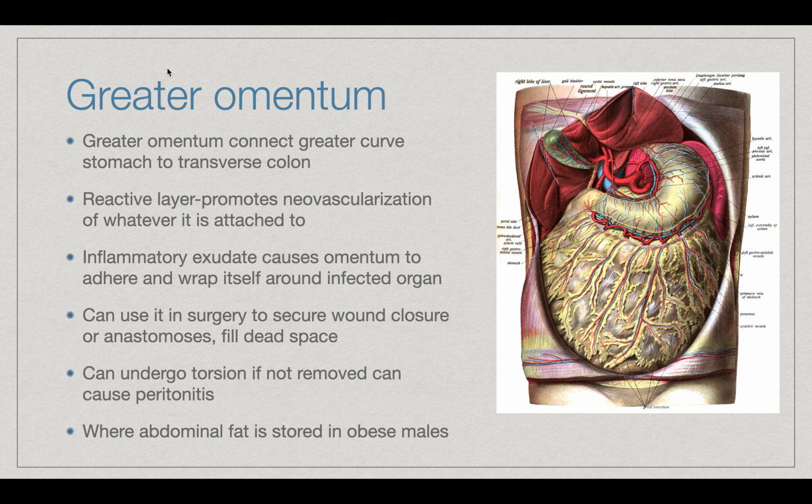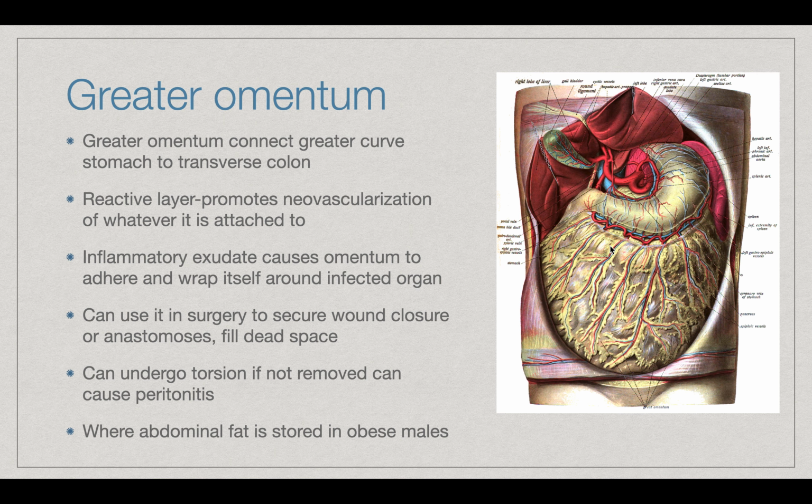Okay, so it's all of this. This is the Jackson's membrane. Look how vascularized it is. The greater omentum is going to connect the greater curve of the stomach to the transverse colon. So like right here, and it's very reactive. So it has a really neat property. It can promote new vessel formation to whatever it's formed to, and it helps a lot with infections and in injuries, because inflammatory exudate or pus will cause the omentum to adhere and wrap around the infected part.